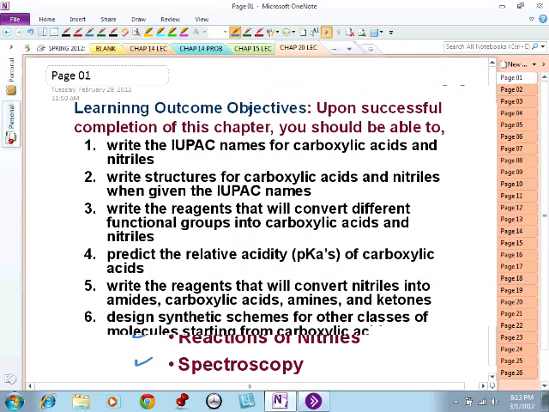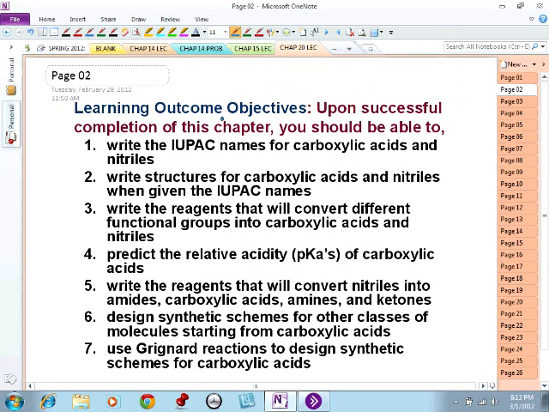Of course, upon completion of this chapter, there are certain skills or competencies that we expect of you, and so this slide here simply lists a few of those competencies. Jessica, can you give us a couple of them? Right, identify and name carboxylic acids, especially. Okay, very good. In other words, at the end of this chapter, you should be able to perform all of these activities on this slide.